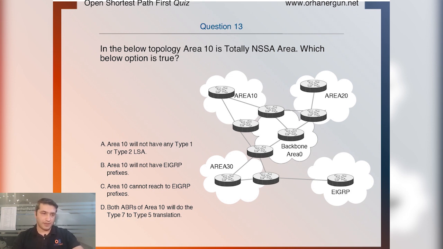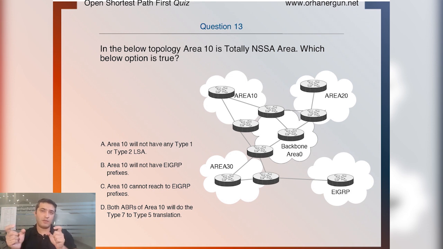No, let me explain this. Area 10 is total NSSA, right? Let's say we are redistributing, we are connecting EIGRP or BGP or any other routing protocol, or even, let's say, a different OSPF process, and we are redistributing in this case from the external routing to area 10. And these ABRs, normally the NSSA ABR's job is 7 to 5 translation. But once we have more than one ABR, only the lowest router ID will do the translation.